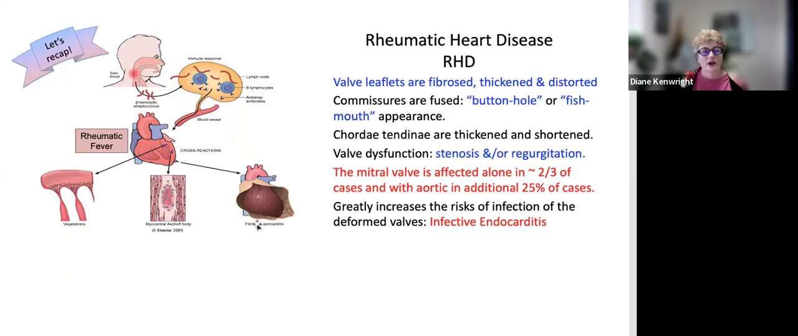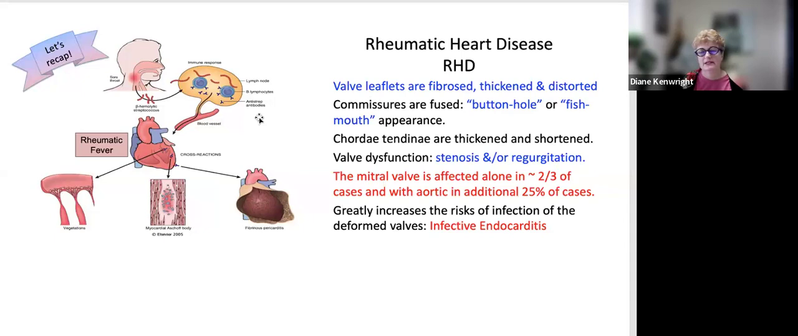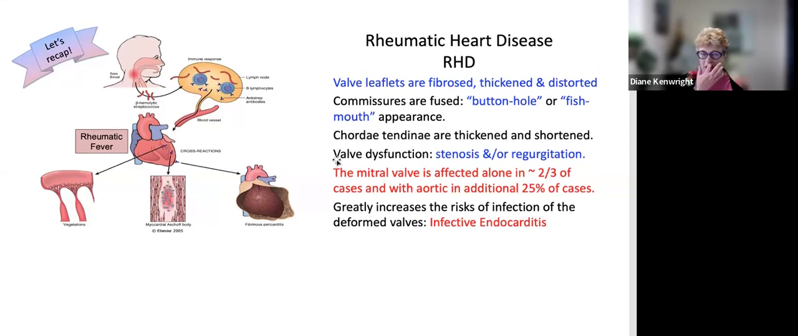Okay, so in summary, here we go. In chronic rheumatic heart disease, we have thick fibrosed leaflets with buttonhole or fish mouth appearances, thick chordae tendineae, and valve dysfunction. In the valve dysfunction, you can get stenosis and regurgitation because the valve kind of sticks in a half open, half closed position. All right. And then endocarditis is the common complication.